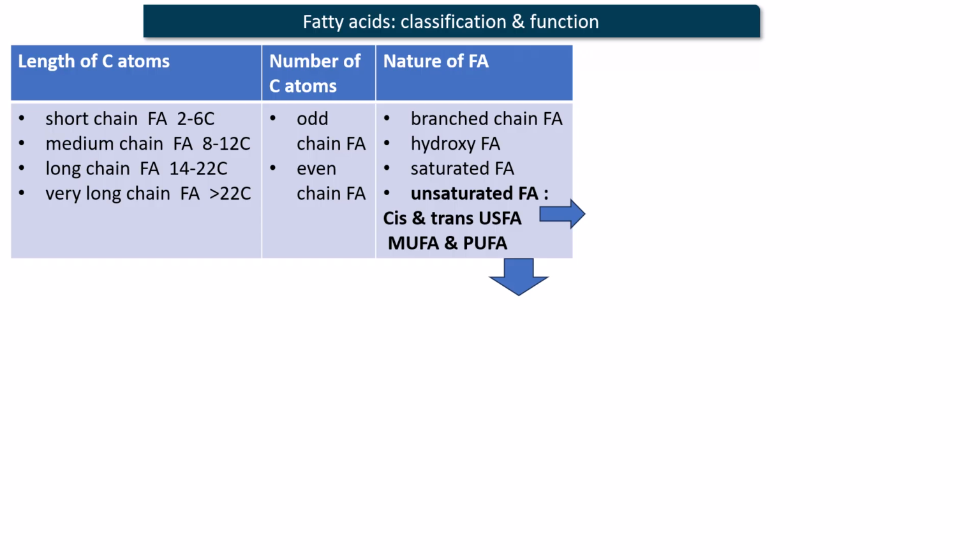Based on nature of fatty acids, the fatty acids can be classified as branch chain fatty acids, hydroxy fatty acids, and saturated fatty acids with no double bond. The examples being palmitic acid, 16 carbon length, and stearic acid, 18 carbon length. Next one is the unsaturated fatty acids, which contain the double bond. Now the unsaturated fatty acids can be classified as cis and trans fatty acids.